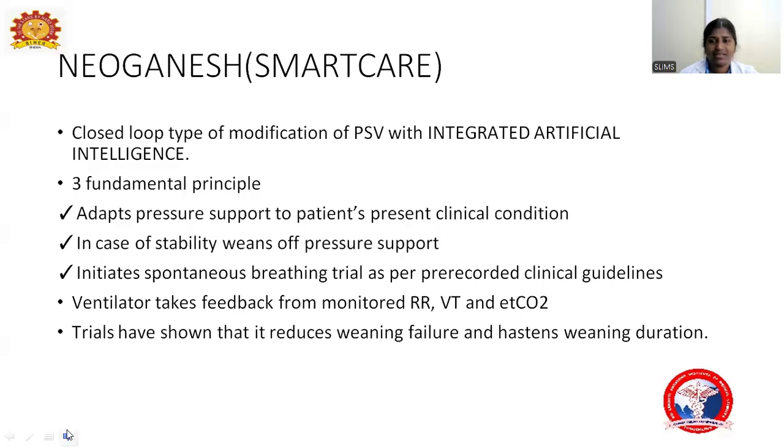So the latest thing is NeoGanesh, also known as SmartCare. It's a closed-loop type of modification of PSV with integrated artificial intelligence. There are 3 fundamental principles. It adapts pressure support to the patient's present clinical condition. In case of stability, it weans the pressure support. It initiates a spontaneous breathing trial as per pre-recorded clinical guidelines. And the ventilator takes feedback from the monitored respiratory rate, tidal volume, and end-tidal carbon dioxide. And trials have shown it reduces weaning failure and hastens weaning duration.